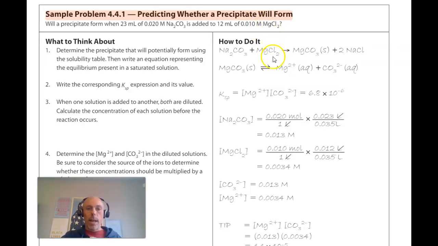First thing we want to do is write out the reaction and figure out which the precipitate will be. This is going to be a double replacement reaction because both compounds are ionic. And we swap the cations, seeing that on the right-hand side, magnesium pairs with carbonate and sodium pairs with chloride, and when it's balanced, there'll be a 2 in front of sodium chloride.